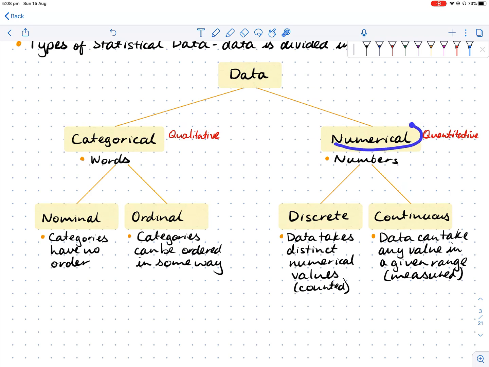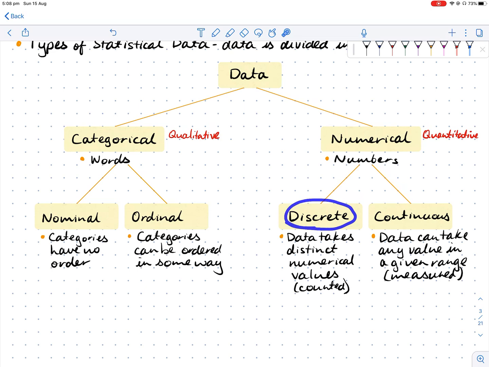Now, on the other side, we've got numerical data or your numbers. Numbers can also be split into two parts. The first one is called discrete, and the other one is called continuous. Now, discrete data is data where we have distinct numerical values. Okay, so that means there's a separation between the numbers. So if I asked how many siblings you've got, that would be a type of discrete data because you can't have halves, you can't have quarters or anything like that.